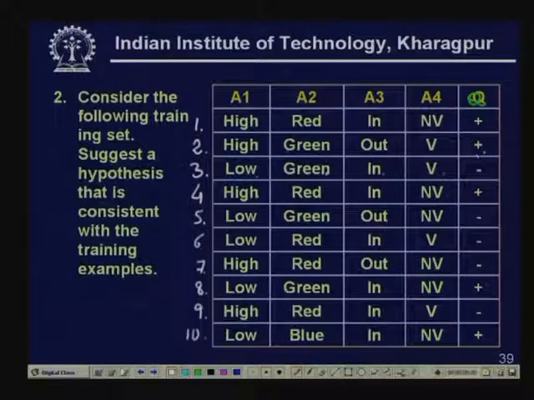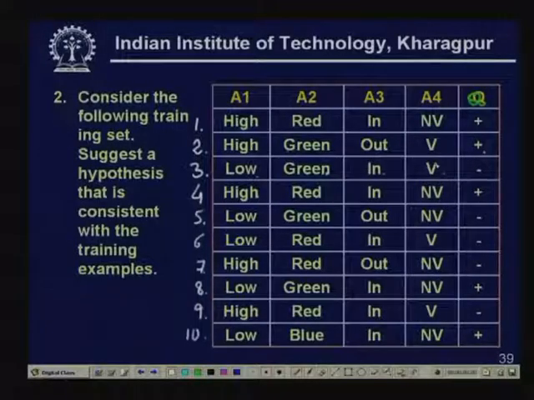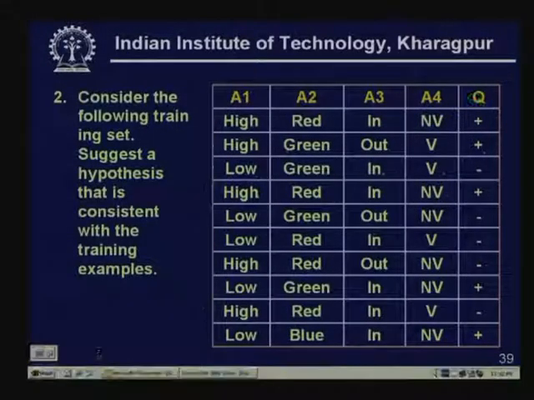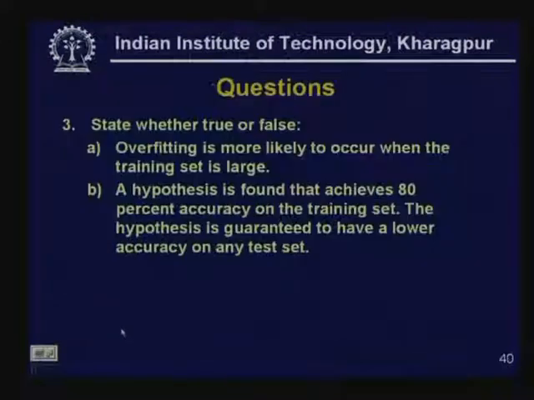So, your exercise would be, given these training examples, find some competing hypotheses and choose one hypothesis. Then the last question, question 3, you state whether true or false.